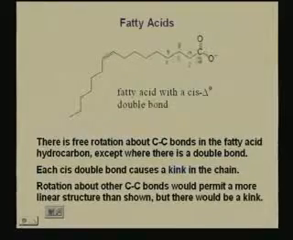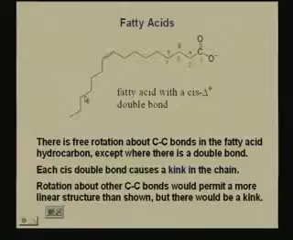Okay? So, instead of having a normal long chain and free rotation about the single bonds, each cis double bond causes a kink in the chain. If I had another cis double bond at this position, this part of the chain would fold back. So, I would have a kink in the structure due to the fact that I have double bonds in the hydrocarbon chain.